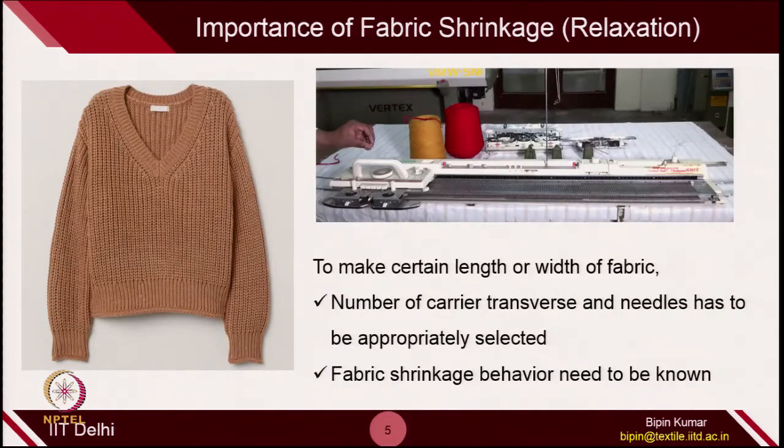This is important because whenever we want to create any garment, we need to fix the dimensions, and to create certain dimensions we need to observe how many needles you should select, so that it will give you an appropriate amount of width and a certain amount of length. So the number of carriers, drivers and needles has to be appropriately selected. You cannot select these randomly. To achieve this, you have to be very clear about how much the fabric shrinks once you take it out from the machine. So fabric shrinkage behavior is very important, and any researcher who is doing knitting and making any garment should be aware of that.